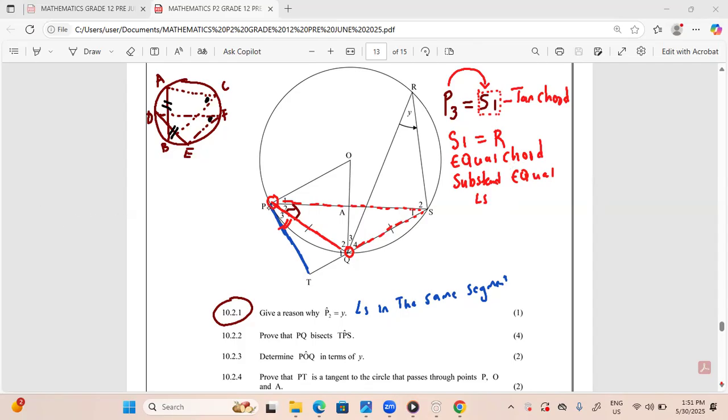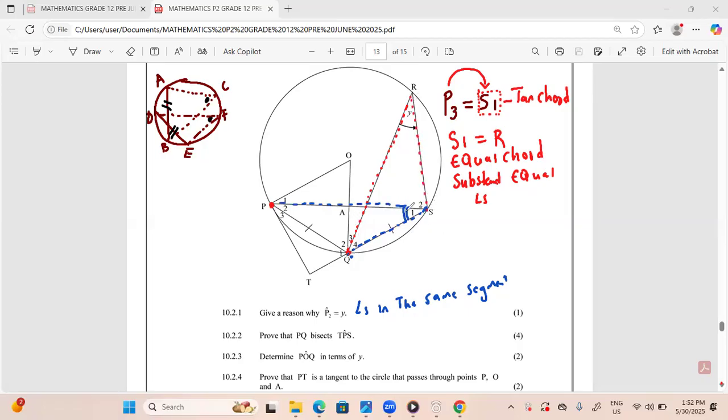So let us look for those chords. We have a chord PQ and we have a chord QS. And we see that the chord PQ is equal to the chord QS. So we look for the angles which are subtended by these chords. Which angle is subtended by this chord? S1, it is subtended by PQ. And then angle R is subtended by QS.